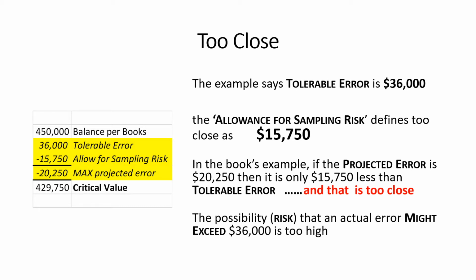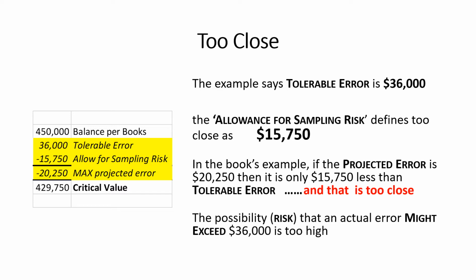In the example, the book balance is 450,000. They tell us tolerable error is 36,000. I say tolerable error, tolerable misstatement, same thing. Performance materiality, they're all, for our purposes, the same thing. There's a $15,750 allowance for sampling risk. That's how they define too close. So our maximum projected error is 20,250. An error of 20,250 is too close.